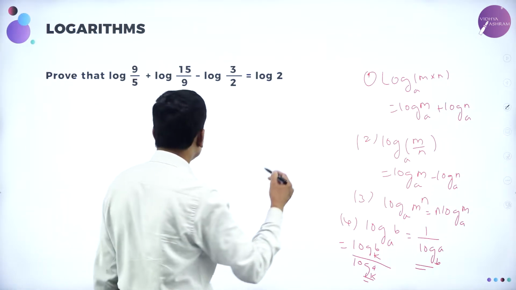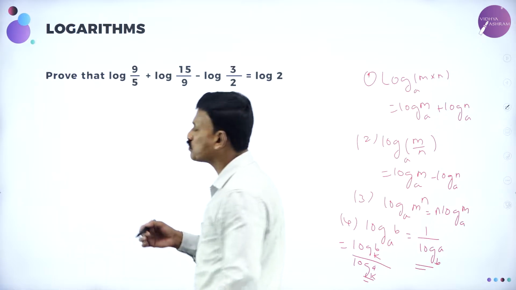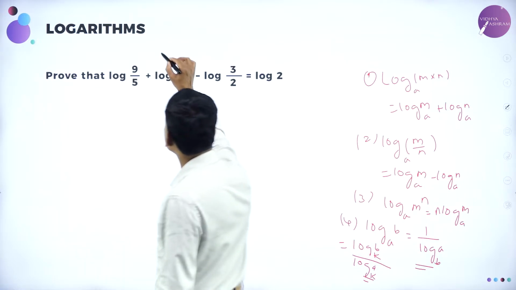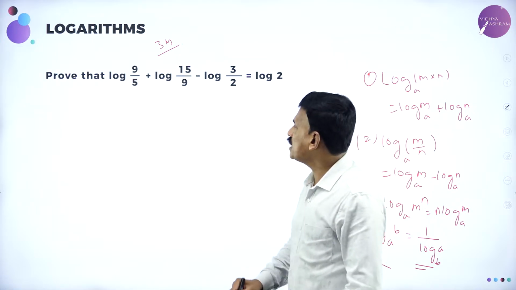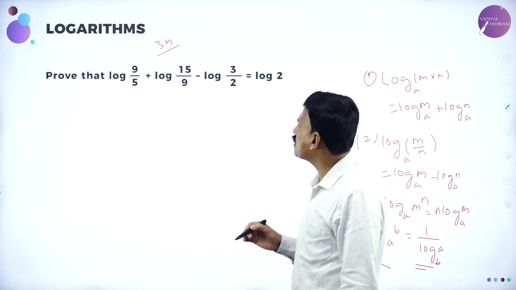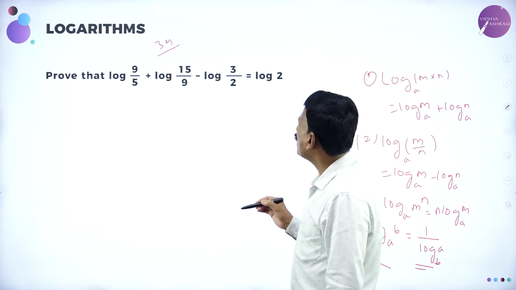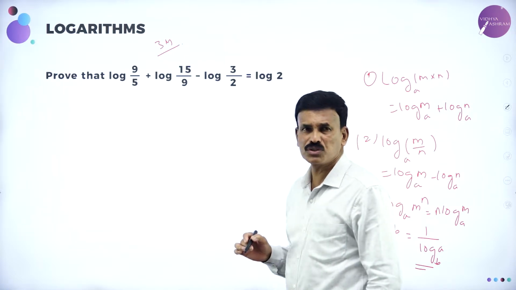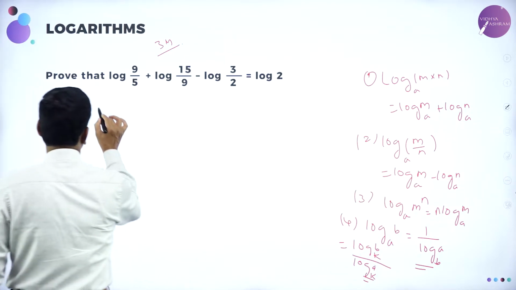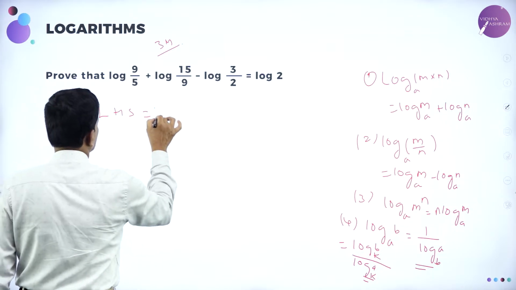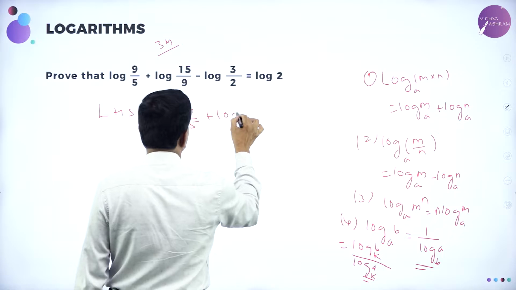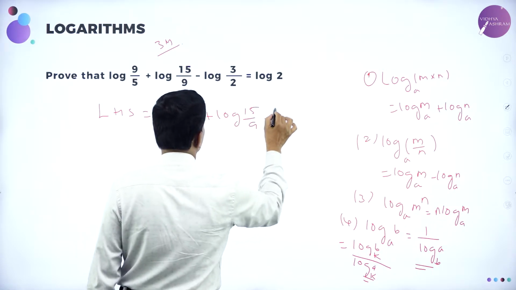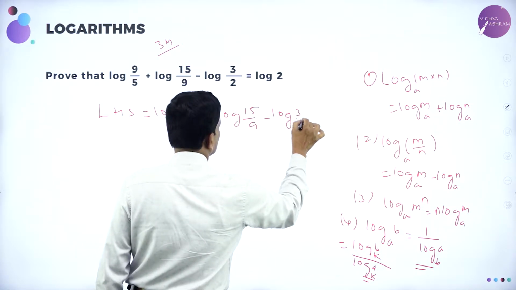Now based on this, we will solve the problems. Now come to the first problem. This is a very important problem for 3 marks. Prove that logarithm of 9 by 5 plus logarithm of 15 by 9 minus logarithm of 3 by 2 is equal to log 2. Now let us take LHS. This is a very simple problem. Logarithm of 9 by 5 plus logarithm of 15 by 9 minus logarithm of 3 by 2.